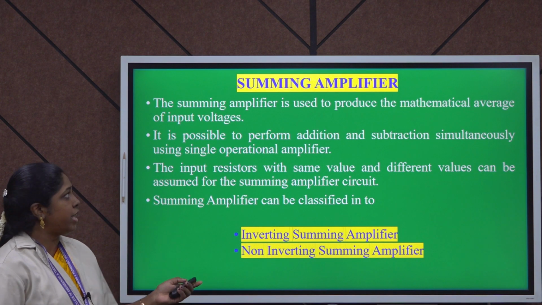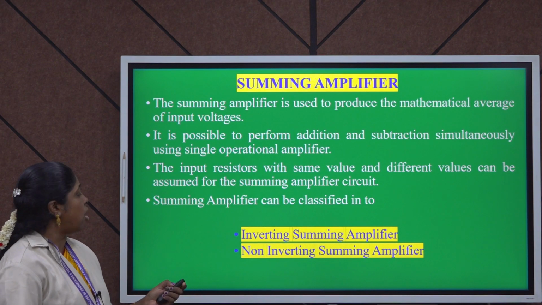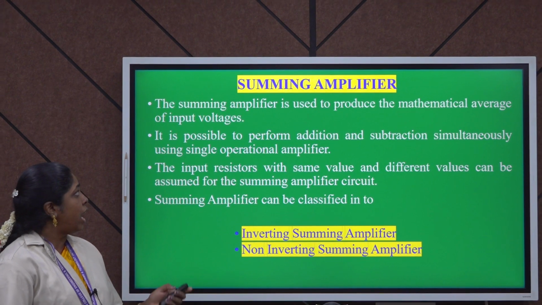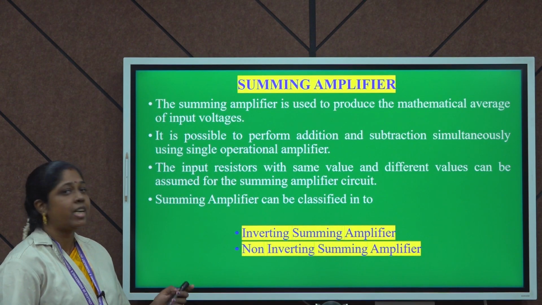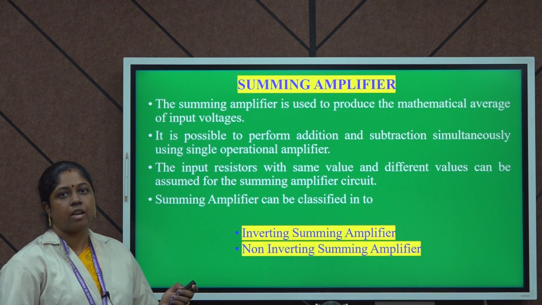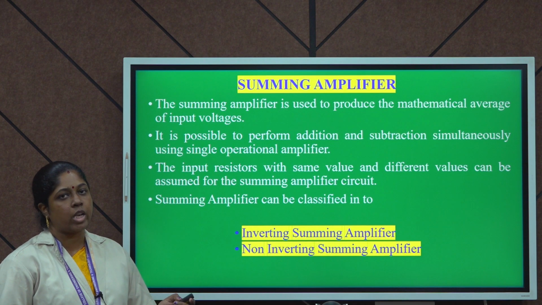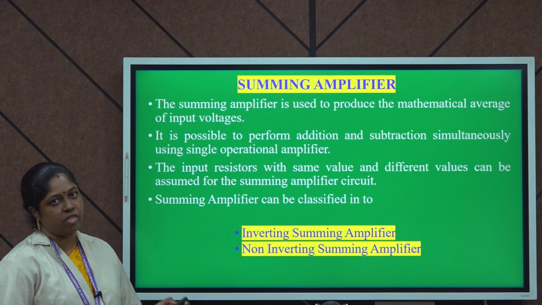The summer is used to produce a mathematical average of input voltages using the operational amplifier, and it is possible to perform addition as well as subtraction by using a single operational amplifier. The input resistors given in the operational amplifier can be of the same value or of different values for any summing amplifier circuit.